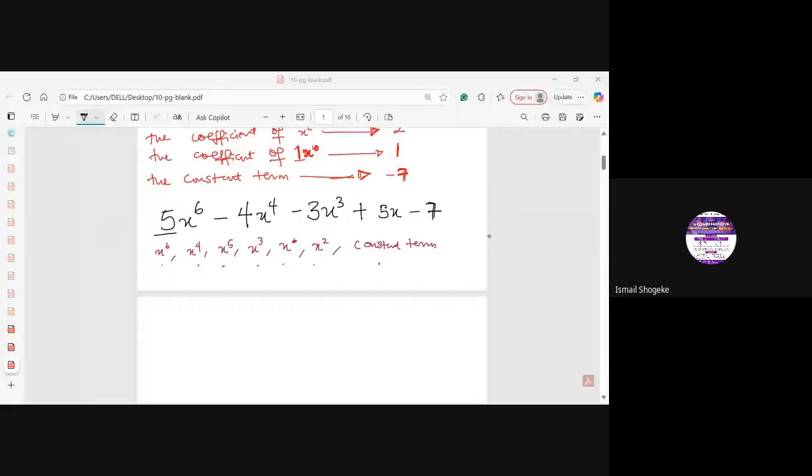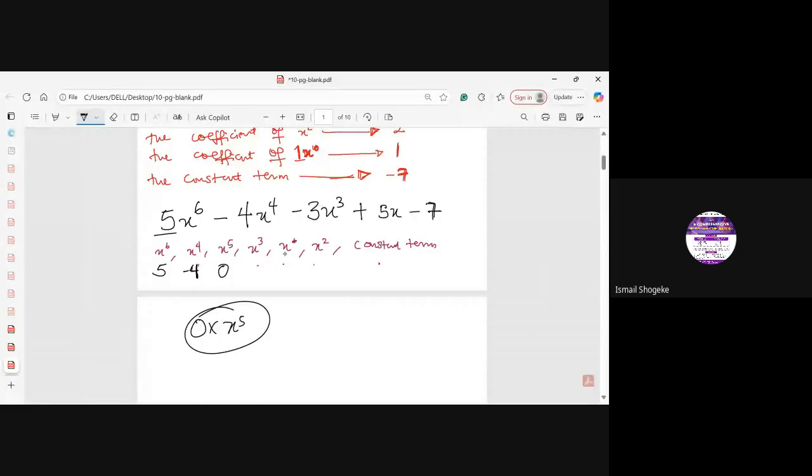So the coefficient is the number in front of it, not the power. There's a difference between the power and the number. So the number in front of x power 6 is 5. The number in front of x power 4 is negative 4. Now, the number in front of x power 5, there is no x power 5 here. Or do we have x power 5? No. So it means that the coefficient is 0. That's why it's not there, because 0 times x power 5 will give us what? 0. That's why it's not even here at all.